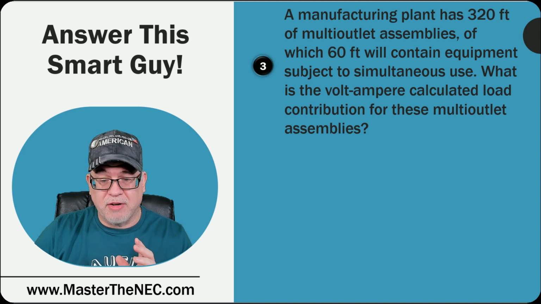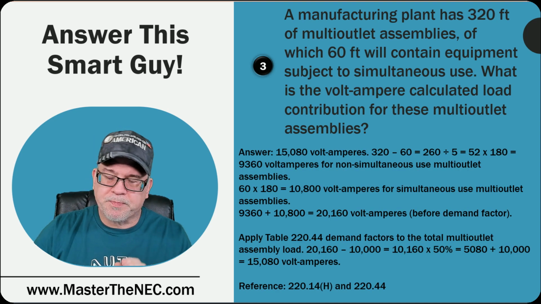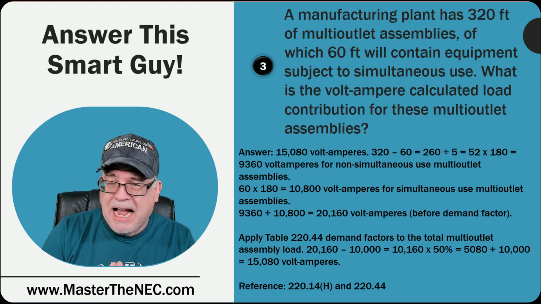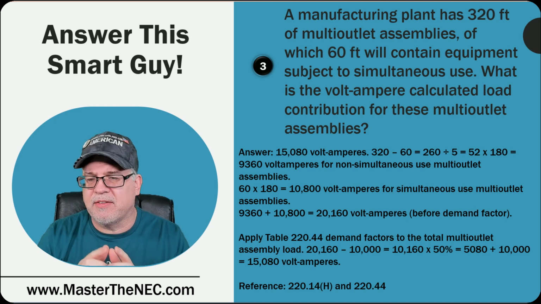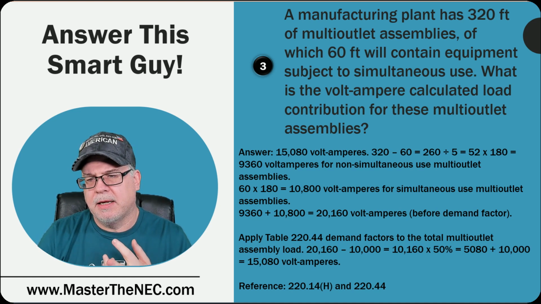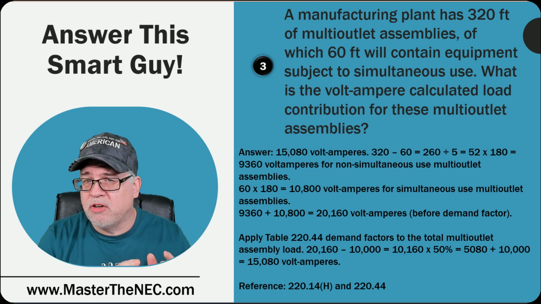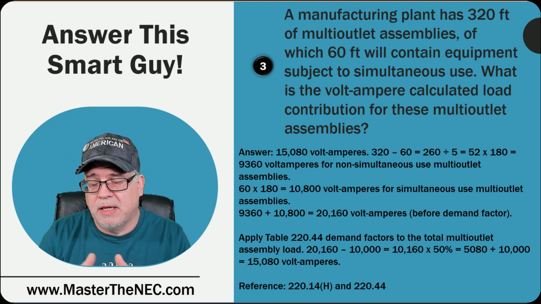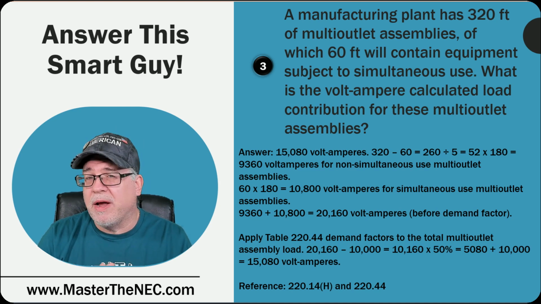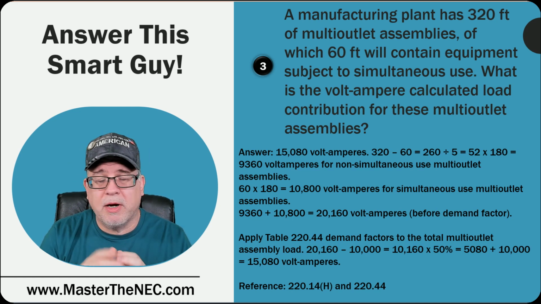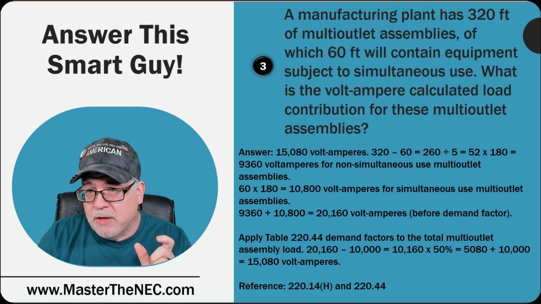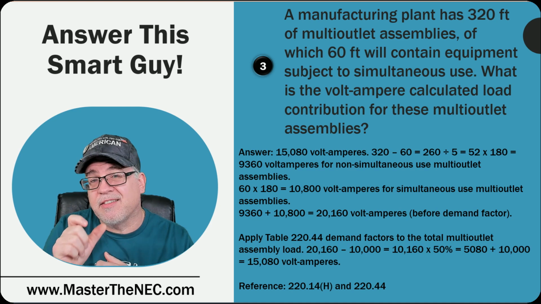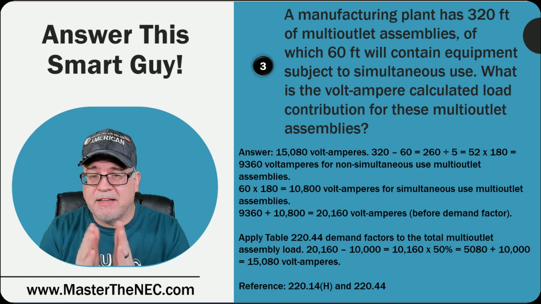So you paused it, you tried to answer the question, and now let's go to the answers. Okay, so overall, the answer is going to be 15,080 VA. How do we come up with that? Well, remember what I said, one of the first things that I have to think about is, okay, what portion of this is simultaneous use and what portion is non-simultaneous use? Because that's obviously going to play a role in our question. So I took that 320, I'm going to take the 60 away from that. That gives me the 260. So I have 320 minus 60, that's 260. So I've got 60 feet of simultaneous, as the question told me, and I've got the remainder, which is 260, that is considered non-simultaneous use, okay? So that's the first part of our question.